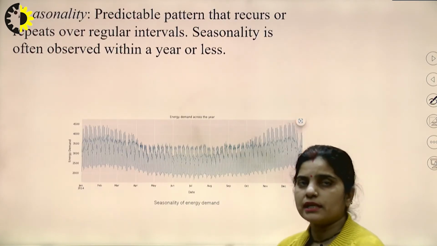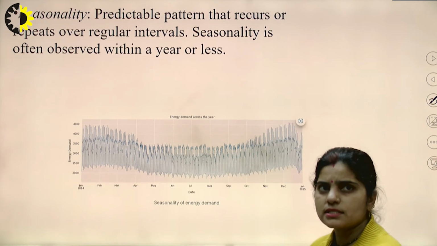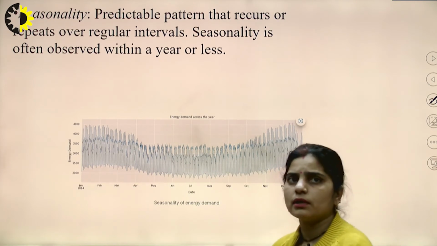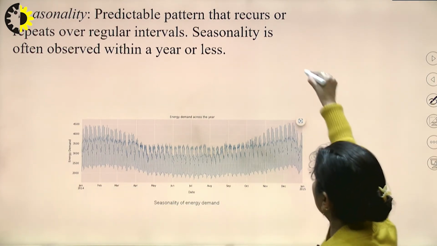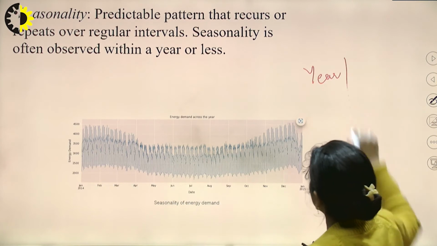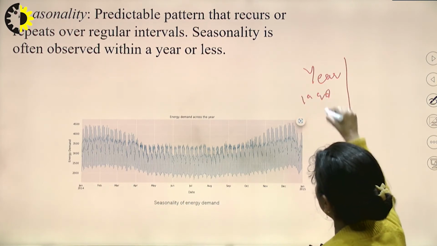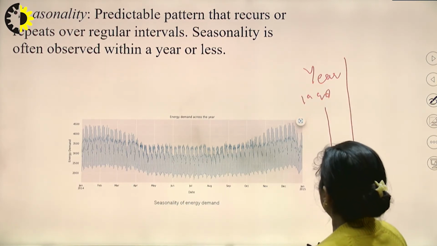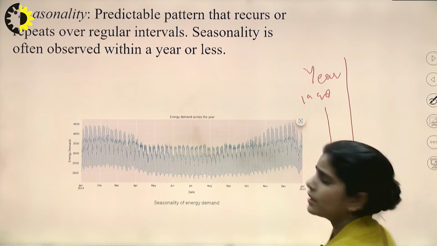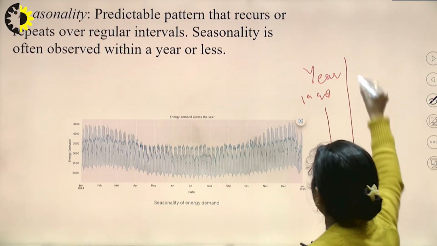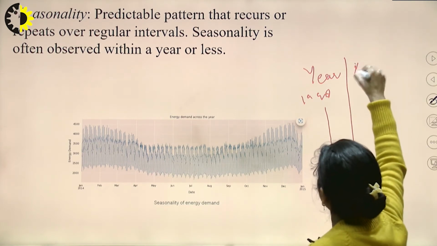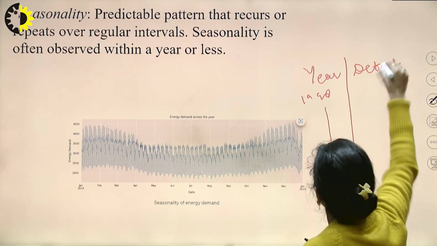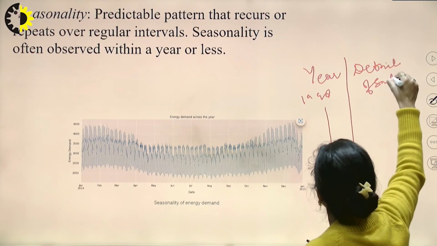Second one is seasonality variations. Basically, seasonality is often observed within a year or less, or it can occur over regular intervals. Just like if you take an example that we have data of the last 10 years, okay, suppose 1998 up to 2002, or we can take 5 years of data, and here is the detail of sales of refrigerators.